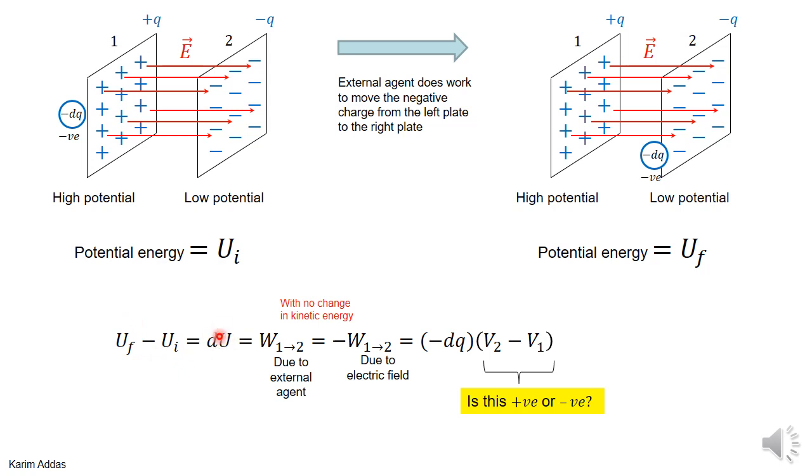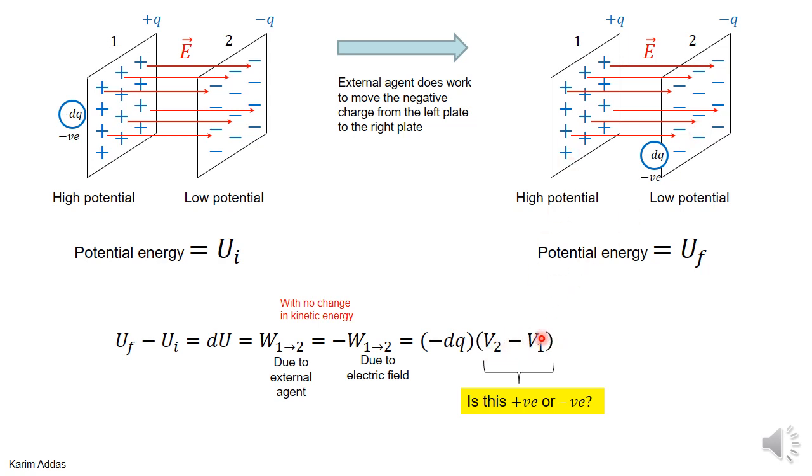We'll call it dU because it's an infinitesimal difference in the energy, since we're only moving a small amount of charge, dq. We showed before many times that the difference in energy is the work due to the external agent, the negative of the work due to the electric field, when there's no change in kinetic energy. But it's also the charge times the potential difference. The charge that we're moving is a negative charge, minus dq, where dq is a positive number. And the potential in the final position is V2, and the potential in the initial position is V1.